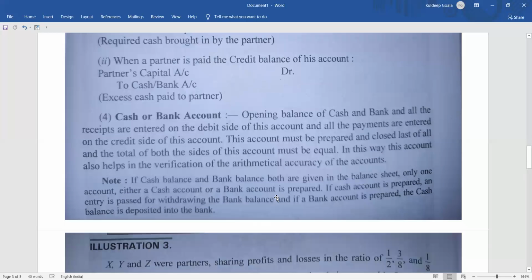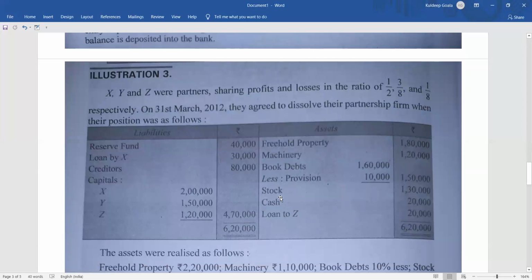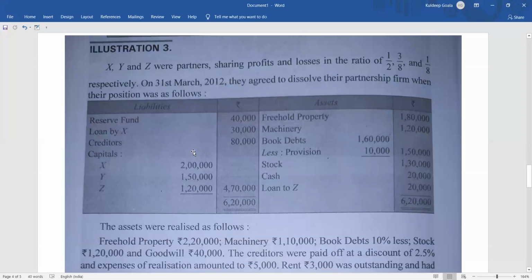Now we will go for a practical sum. So here is the question. What is mentioned here? The question: X, Y, and Z were partners sharing profits and losses in the ratio of 1/2, 3/8, and 1/8 respectively, that is X is having 1/2, Y is having 3/8, and Z is having 1/8. So what is the first duty is that we will make all the denominators same. Denominator means the down figure, isn't it?